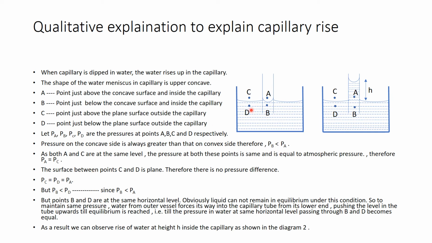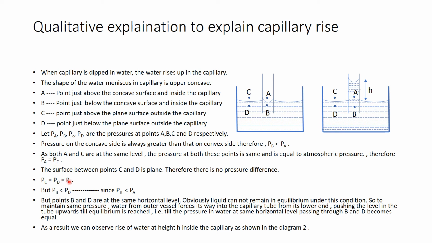Now let us come to point C and D. Point C and point A both are at same horizontal level and therefore the pressure at point A is same as pressure at point C, and obviously that pressure is equal to atmospheric pressure. Therefore, we can write PA is equal to PC, because they are at same horizontal level.